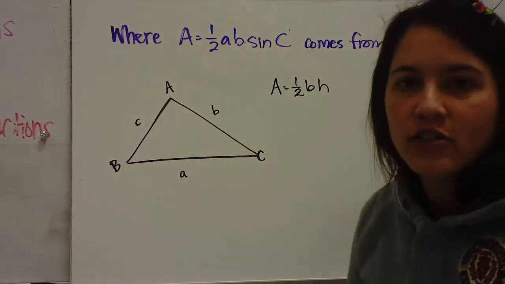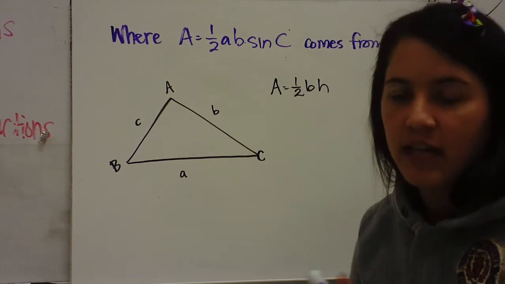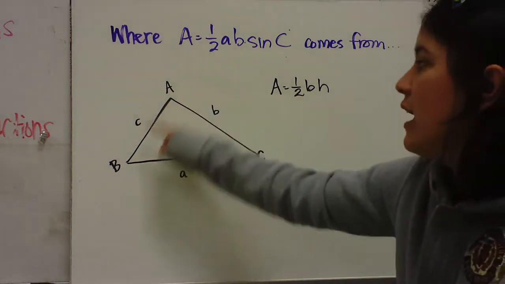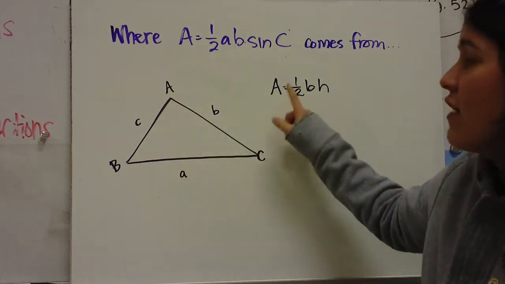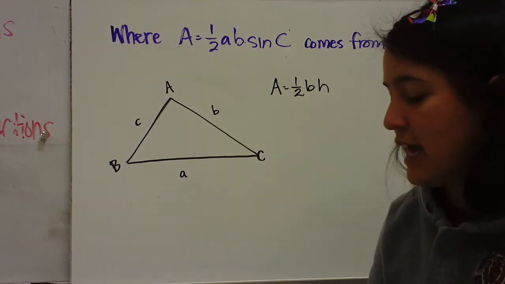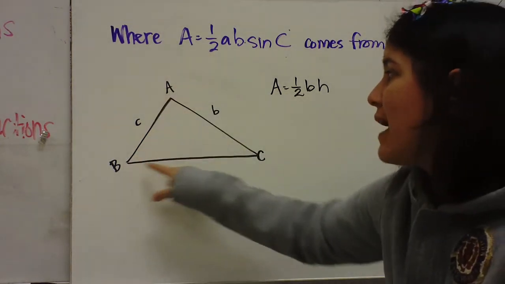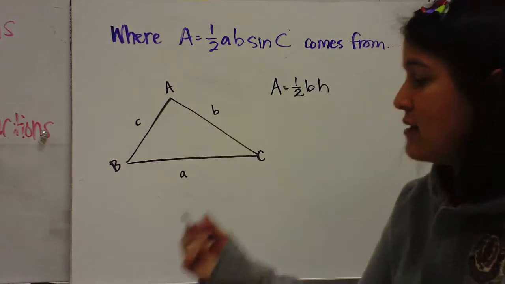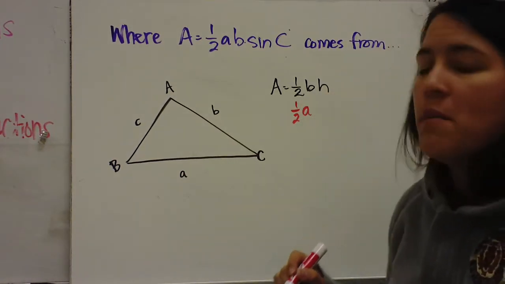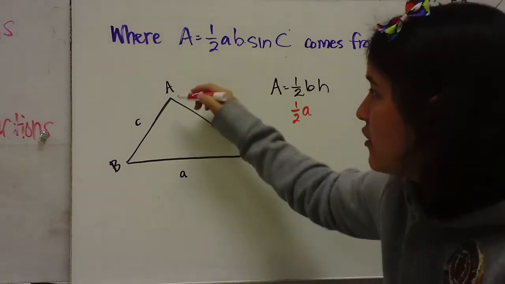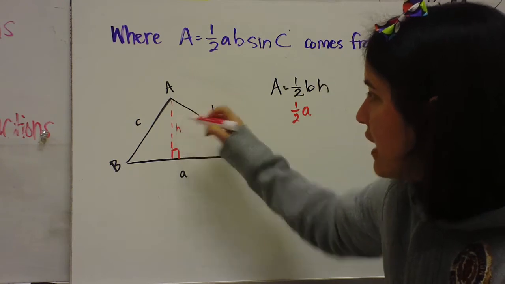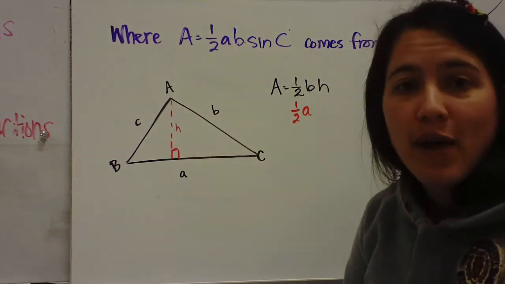So before I show you how to do it, I'm going to show you where it comes from, because I can just tell you this is the formula, but I want you to understand why. So here we have a triangle, and the area of a triangle is 1/2 base times height. We know that, half the base times the height. Now in this triangle, the base would be a. This is the base. So instead of b, it would be 1/2 a. But the height has to be a 90-degree angle. We would know that the height would be this line right here. That would be h. But we don't know h.